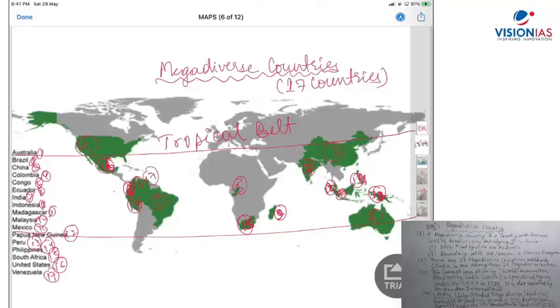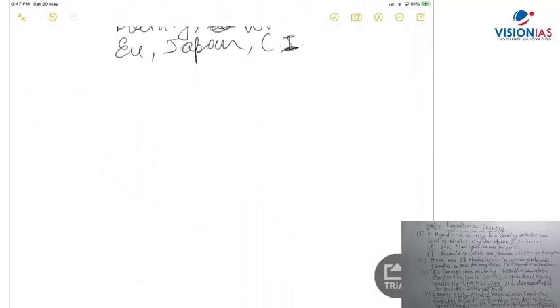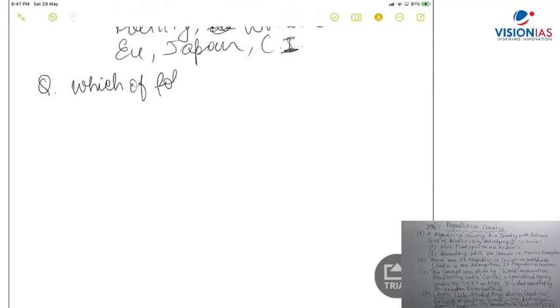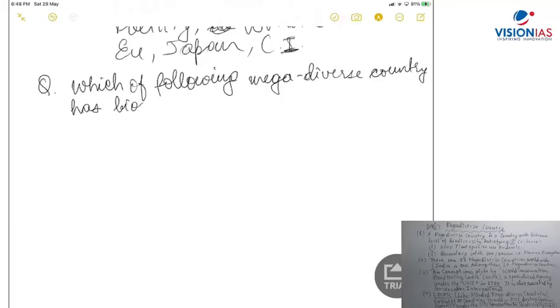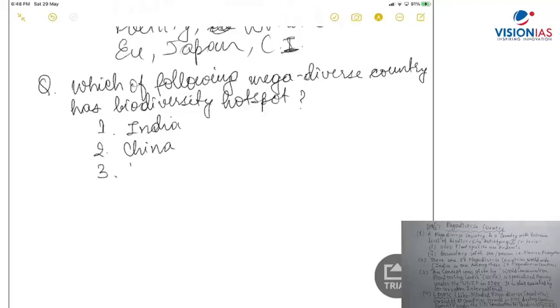Now let's see, for example, I'll just give you a question here. Let's say if you get a question like this one: which of the following mega diverse countries has a biodiversity hotspot? A question setter can set questions in different ways, and now I am giving the options. India, very easy, you all can do that. China, right? Third, Kenya. Number 4, Madagascar.